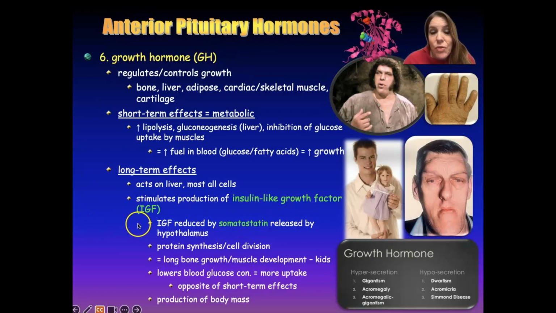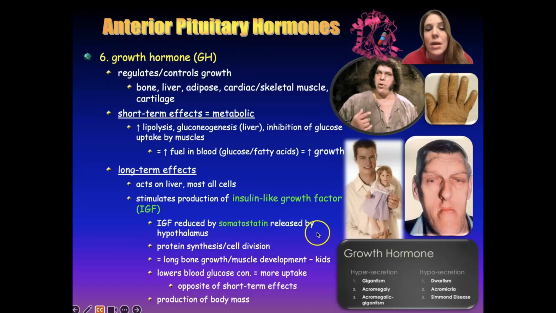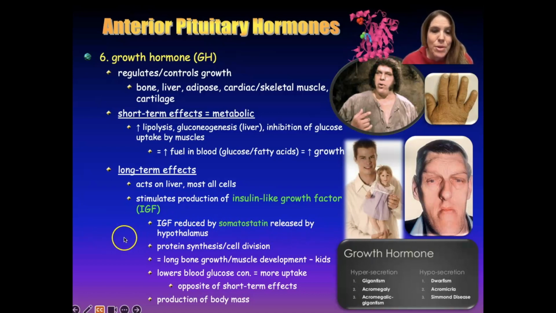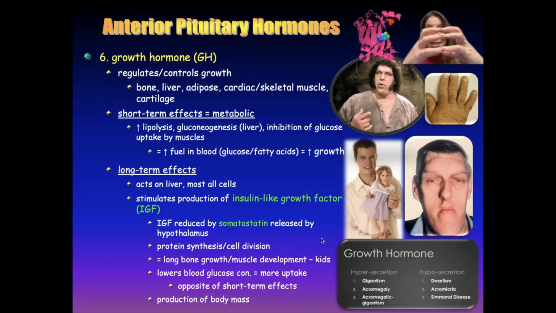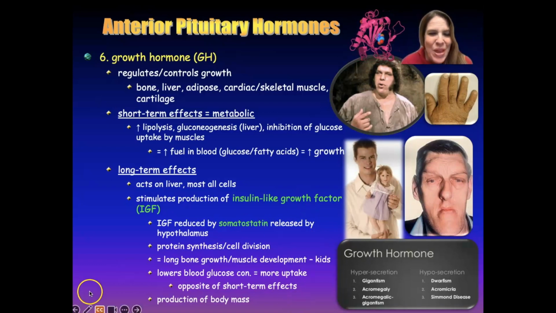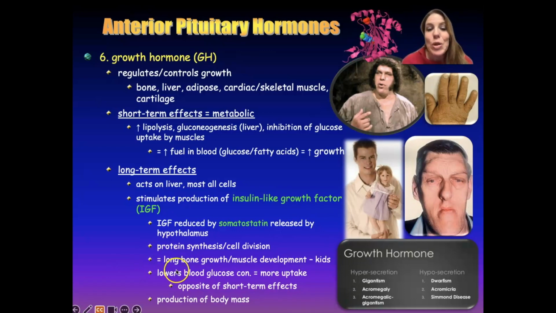Now, that insulin-like growth factor can be reduced by an antagonist, and that is somatostatin, which we've already talked about, is released by the hypothalamus. So when somatostatin is released by the hypothalamus, that will say, okay, cool the production of IGF. So long-term effects of growth hormone: promotion of protein synthesis, and cell division, which essentially is growth of cells, right? It's how cells reproduce, as you've learned through mitosis, they just divide and boom, now you have 2 cells. This is in turn going to promote long bone growth in children as well as muscle development in children.